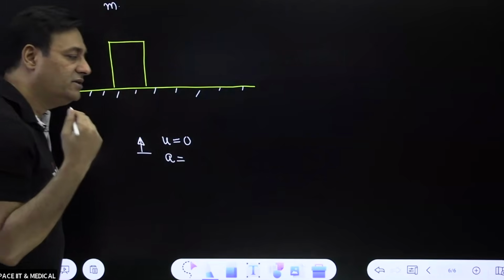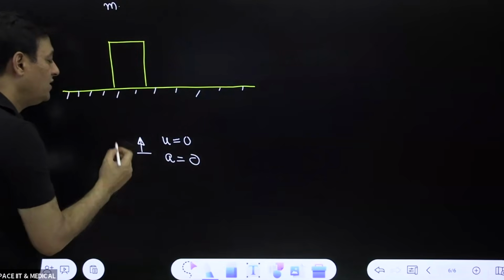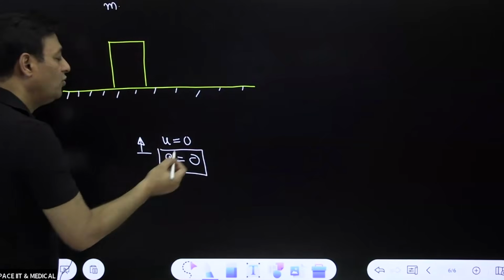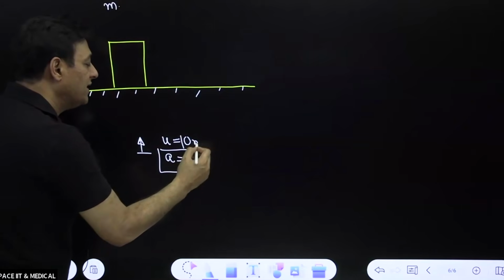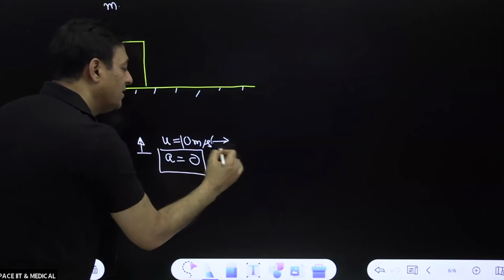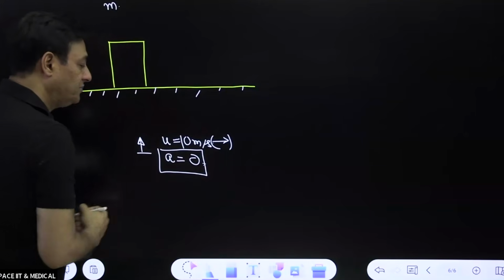Zero. So these are frames where acceleration is zero. It could have been moving with 10 meter per second. I could sit in a car which is moving with 10 meter per second towards the right. But my acceleration is zero.